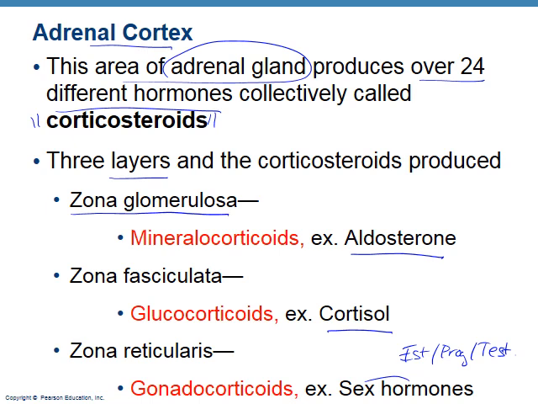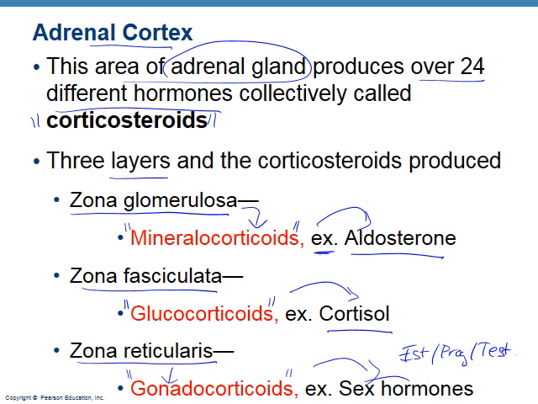So there are layers in the adrenal cortex. This is the zona glomerulosa, and it's responsible for making the group called mineralocorticoids, and the one that we're going to look at is aldosterone. Then you have the zona fasciculata, which produces the group called the glucocorticoids. The one that we're going to look at is cortisol. And then you have zona reticularis, which produces a group called gonadocorticoids, and obviously, as the name gives you a clue, it has something to do with sex hormones.